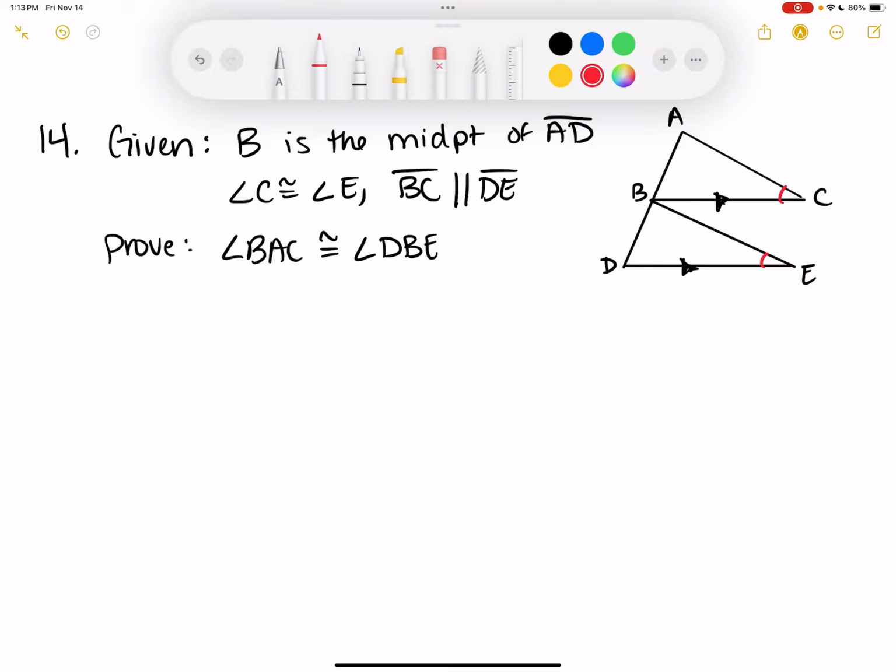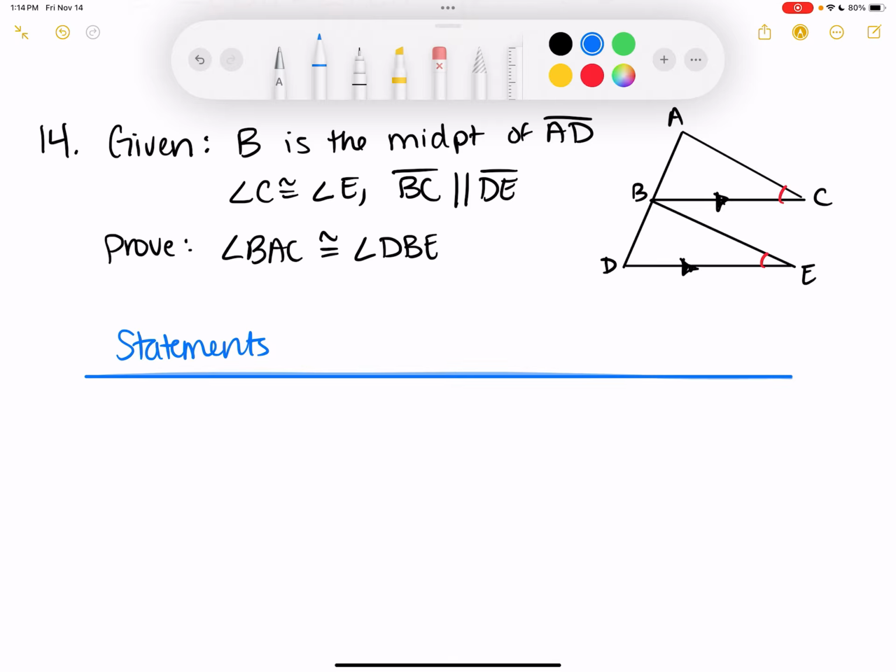Now, this is a fill in the blank proof, so I'm going to go through and write all the stuff that is given to you in the proof, and then we'll fill in the blanks of what's left. Everything I'm writing in blue would have been given to you in the fill in the blank thing.